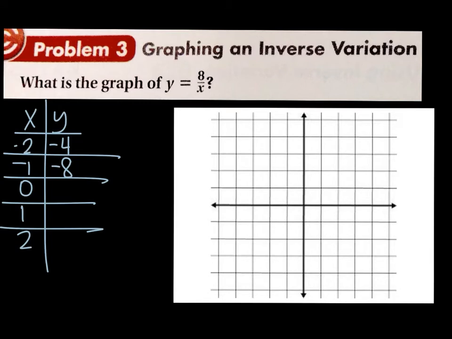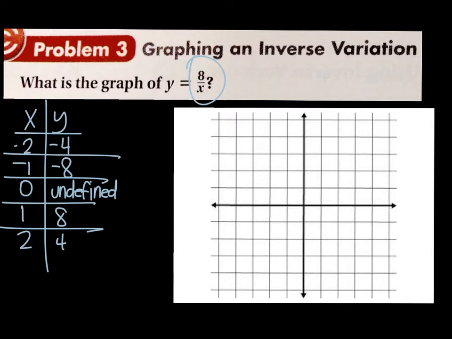If you plug in 0, you get 8 divided by 0, which is undefined. So yes, you do need to write that in there. That's important. If you plug in 1, you get 8 divided by 1, which is 8. And if you plug in 2, you get 8 divided by 2, which is 4. And I'm just plugging into this. So now you have some points.